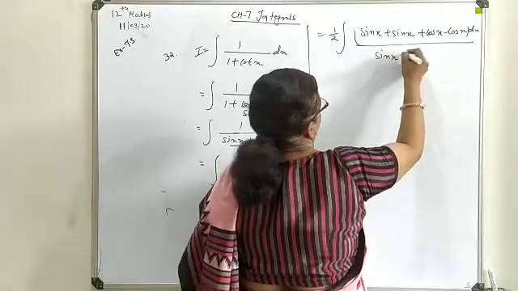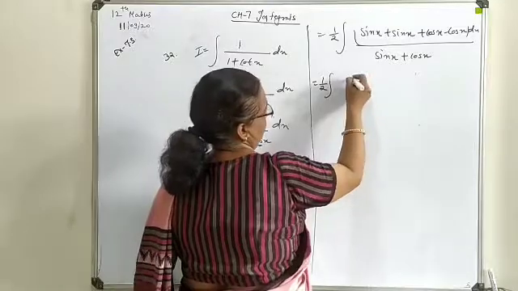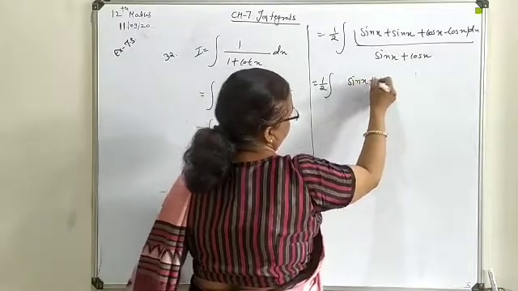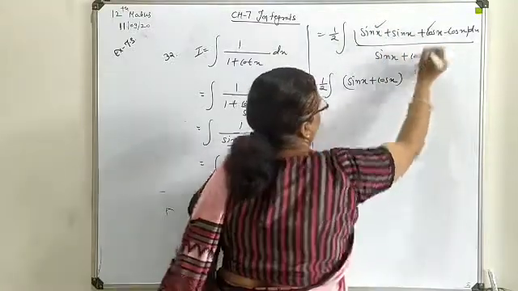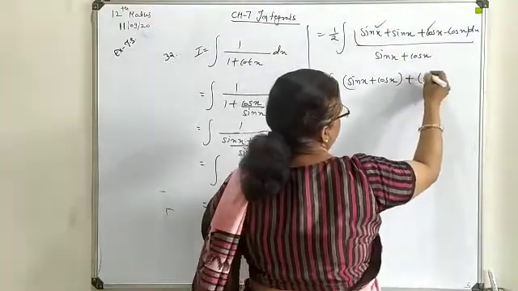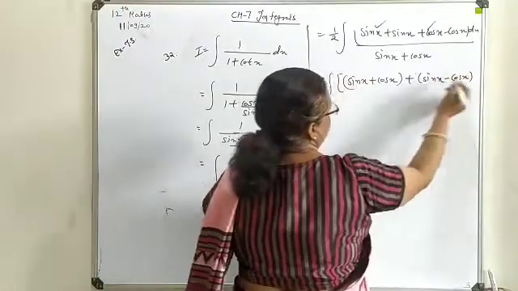This is sin x plus cos x. Now the question is to be turned into 2 parts: one is sin x plus cos x, which you combine, and another one is sin x minus cos x. Make this bracket close.